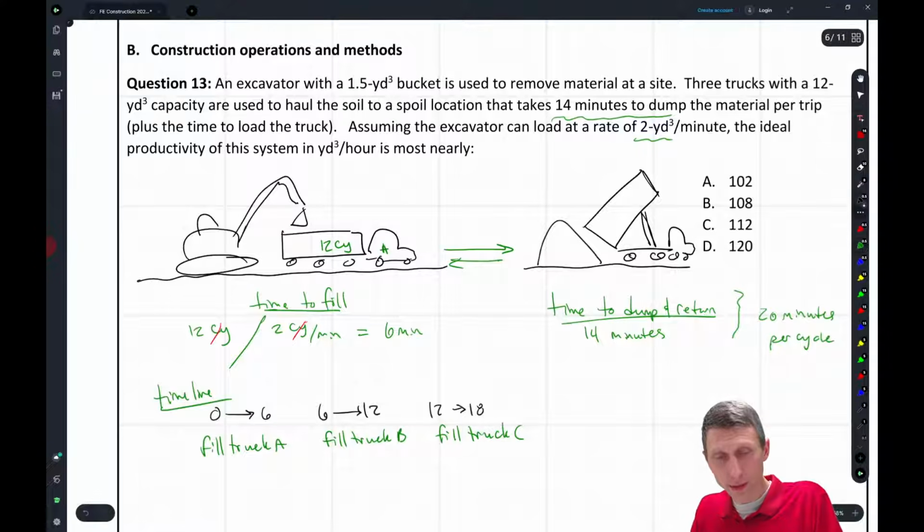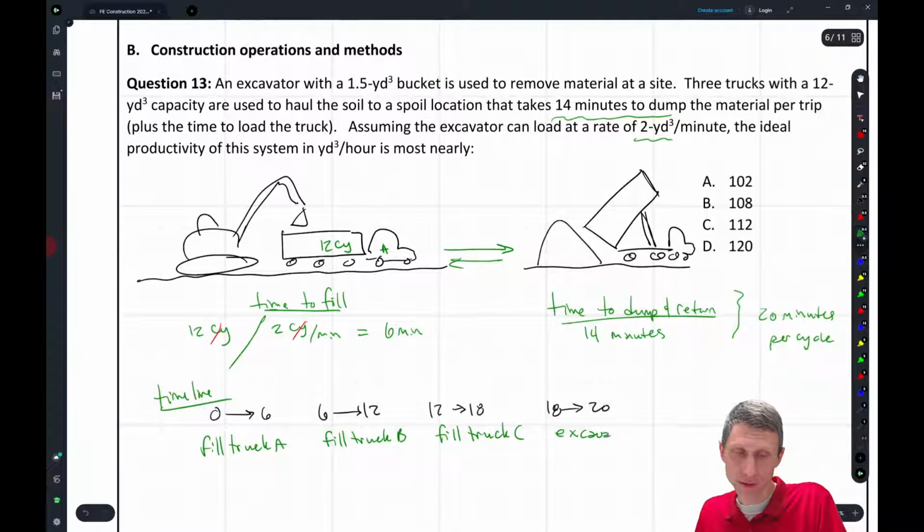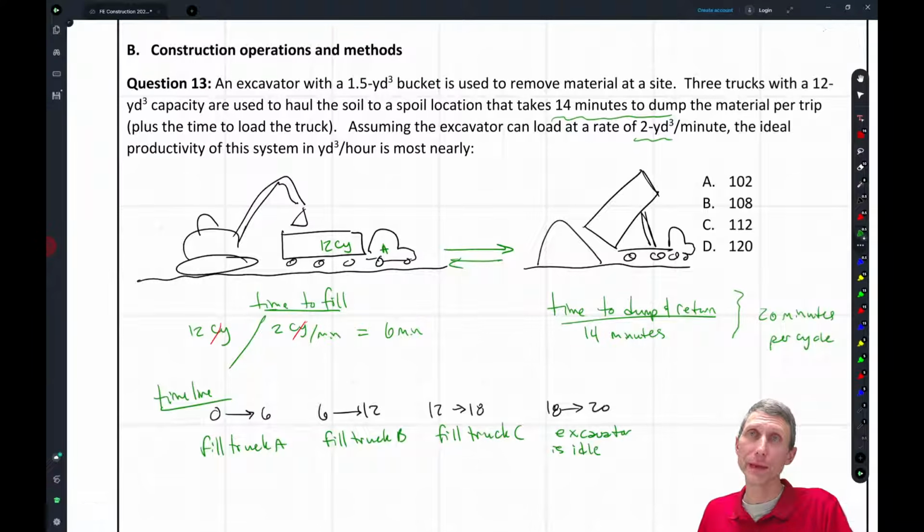And then in theory, what we'd like to have happen is at 18 minutes, we're just going to fill again. But what's the problem? From 18 minutes to 20 minutes, the excavator is idle, right? He's just waiting for the dump truck to come back. And this is where you have to get to the point of how we're going to balance this. A 2-minute wait time for an excavator really isn't bad. If it was a 6 or 10 minute wait time, then you'd want to get another truck in there, right? But here we're going to wait, and then the cycle will start over.